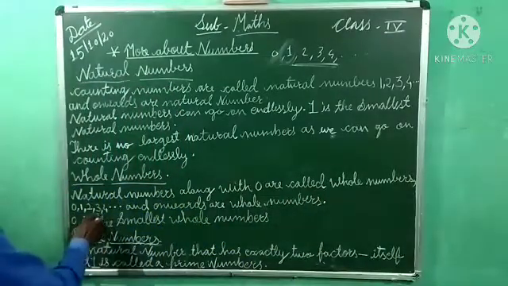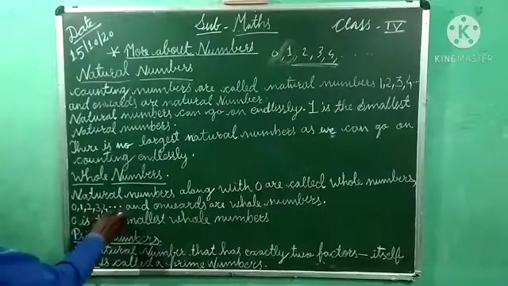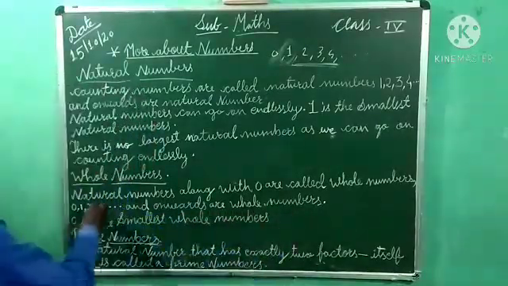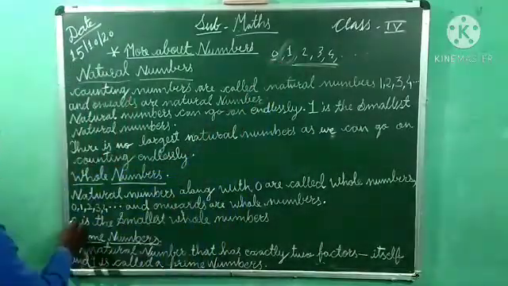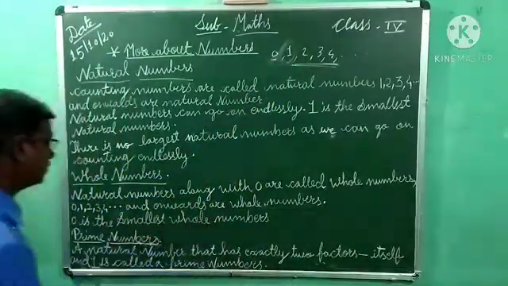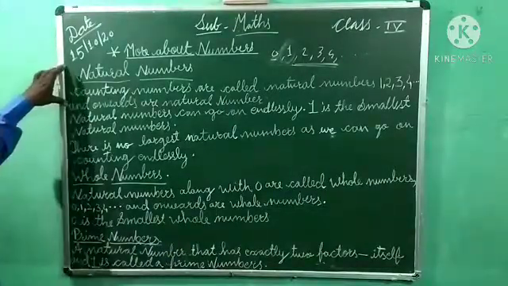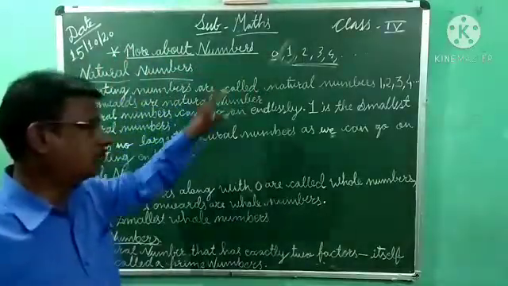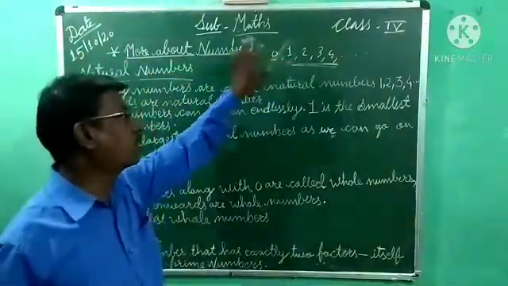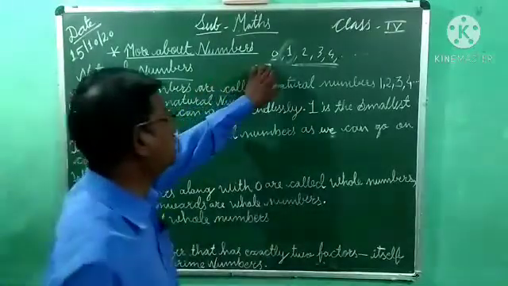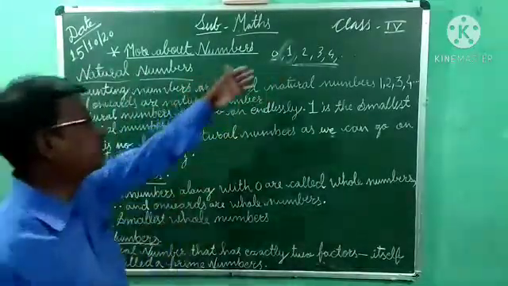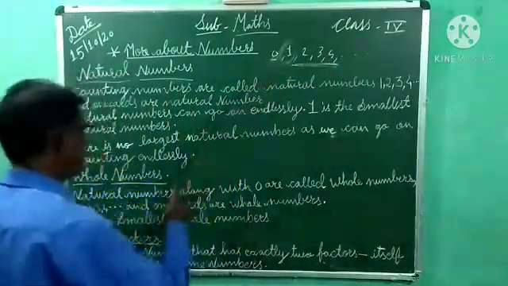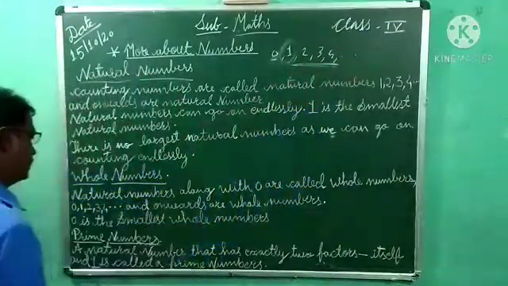For example, 0, 1, 2, 3, 4, and onwards, many numbers are there, are whole numbers. Now which is the smallest whole number? 0 is the smallest whole number. Understood the difference between natural numbers and whole numbers? Counting numbers are called natural numbers, and natural numbers along with 0 are called whole numbers. The smallest whole number is 0, and it is not possible to say which is the largest whole number, because whole numbers go on continuously.